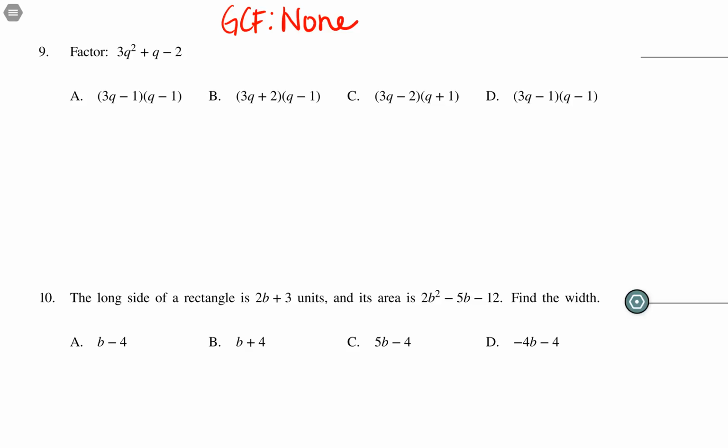After that, if there's three terms, which we have three terms, we look to see if the a value is 1 or a is not 1. And our a value is 3, so a is not 1. So what that means is that we have to do the long process for factoring. So we got to figure out our magic numbers.